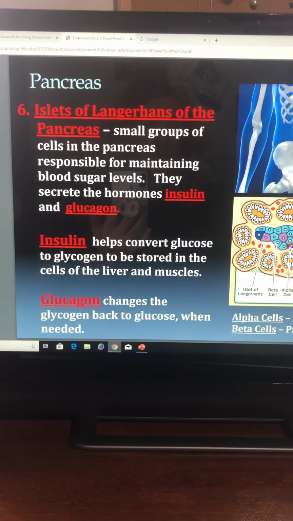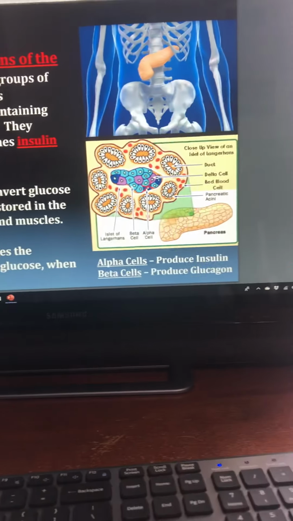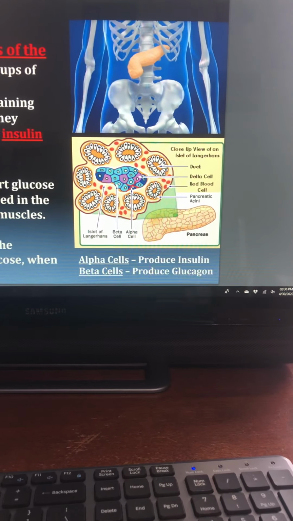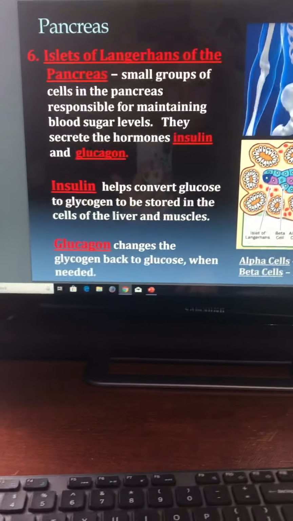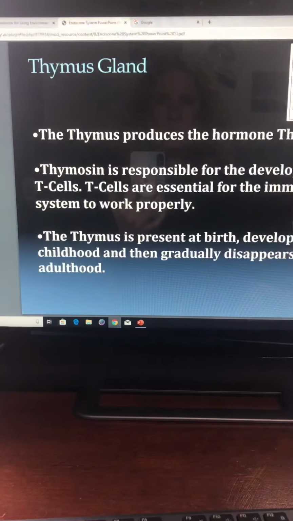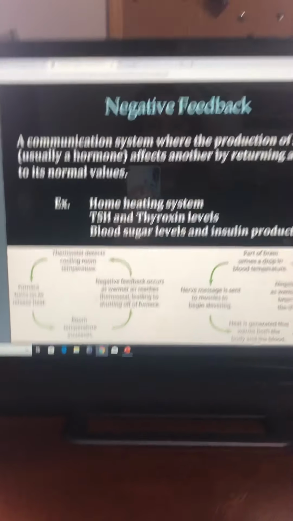So there's a lot of G's there. And then it just goes on to say that alpha cells produce insulin and the beta cells produce glucagon. But that's, again, extra information that we don't really need to know. We're going to skip that, and we're going to go to negative feedback.